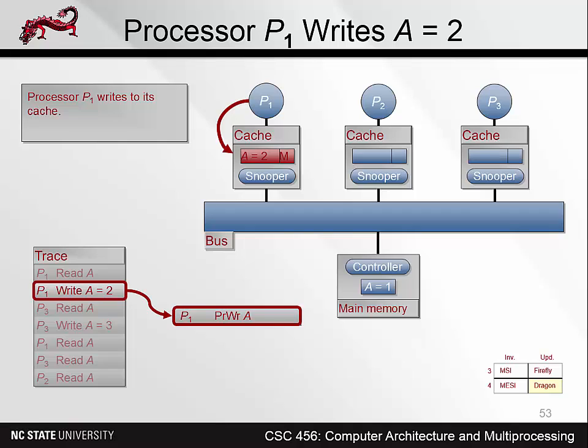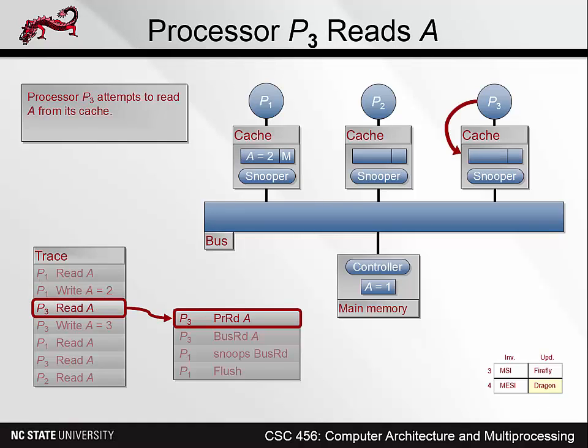P1 then writes A, changing its value to 2. This is a cache hit, but the cache has to change state to M. No bus transaction occurs because a block in state E can't be held in any other cache. The write operation is complete.